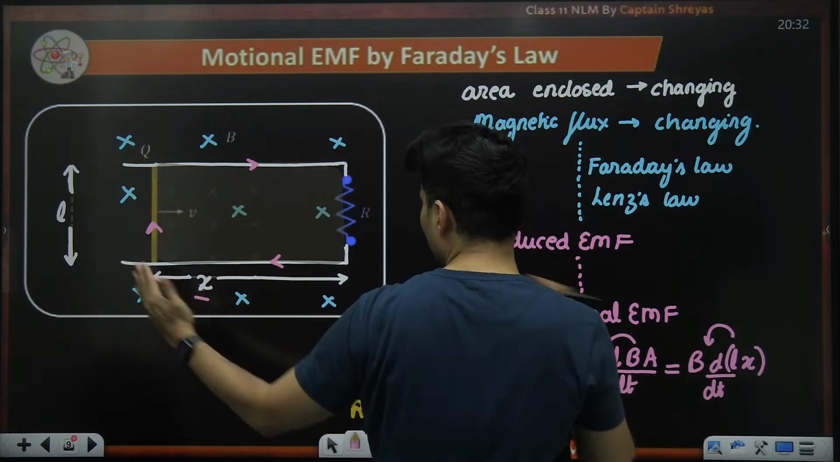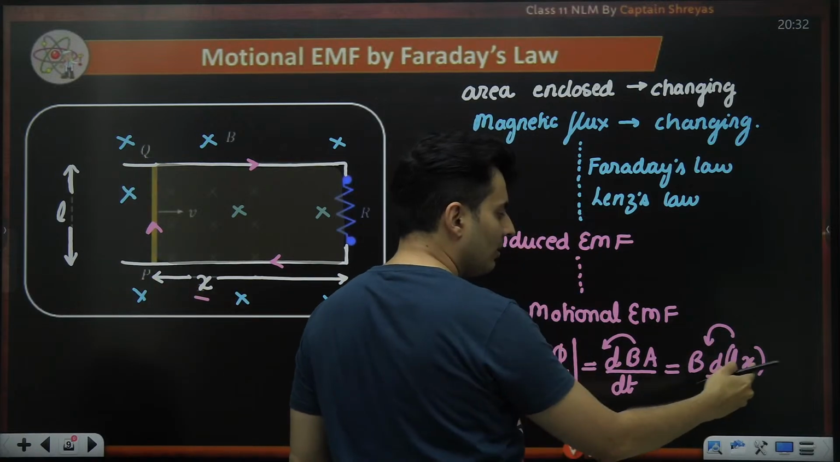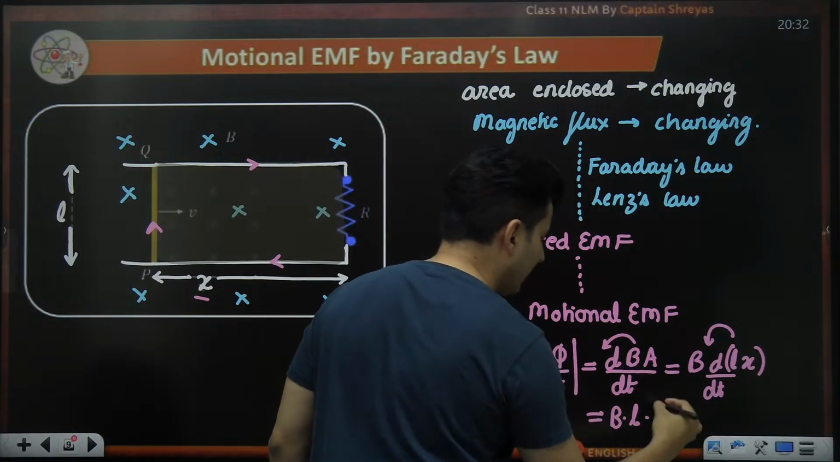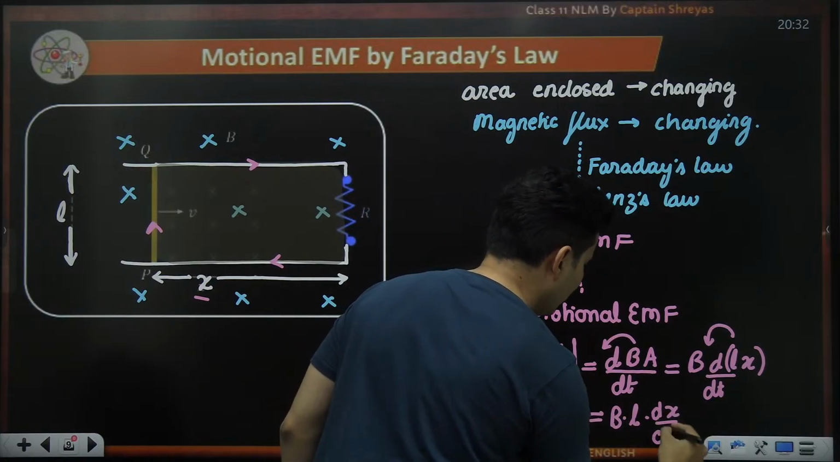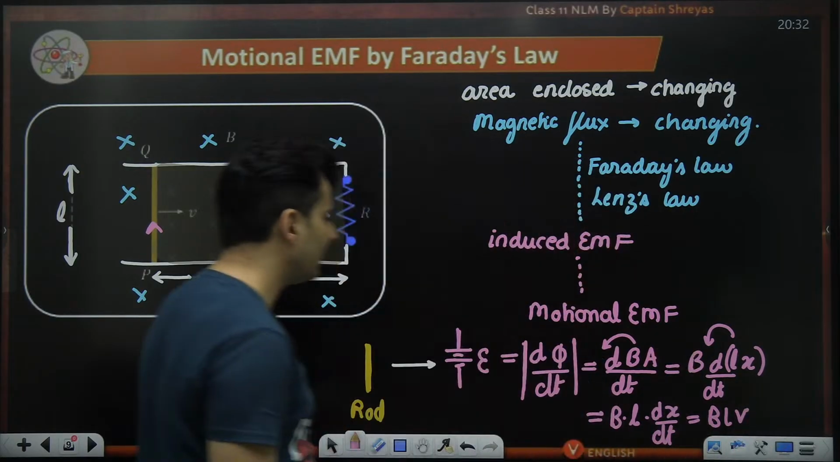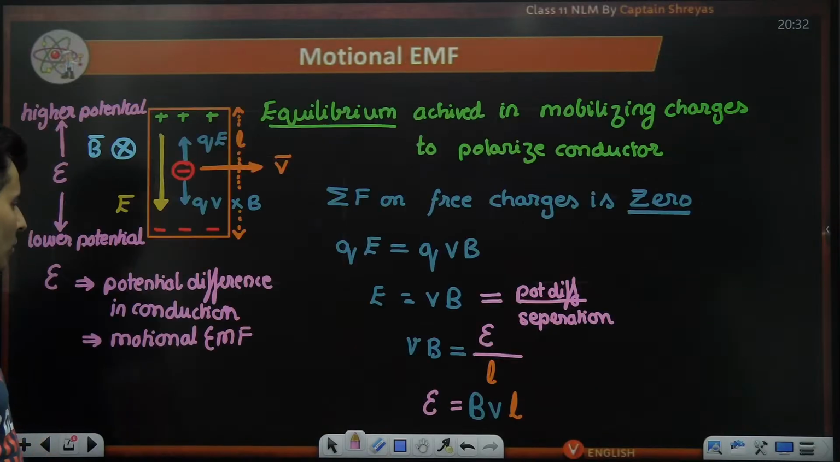It is not changing. Only this x is changing. So what will be dx by dt? Think about it. It is going to be velocity. So it will be B L into v. Exactly what we got over here.